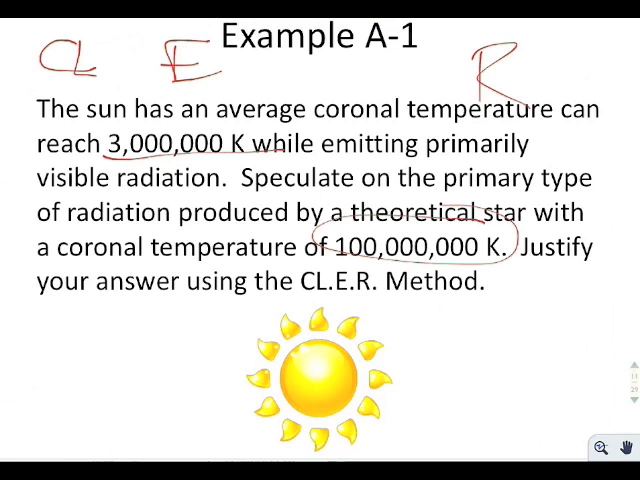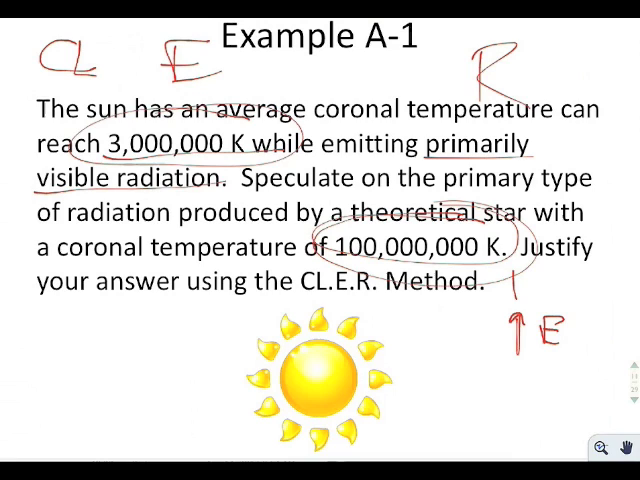So now, the evidence is going to be pretty simple in this case. You have 3 million and 100 million. So what this is indicating is the fact that there is more energy in the star. So you have a higher degree of energy. Now if you look, it says that our star emits primarily visible radiation. So you've got our star that's emitting primarily visible radiation, and then you have another star that's got a lot more energy in it, and you want to know what its primary radiation would be. So we've got our evidence, we've got an idea on reasoning.